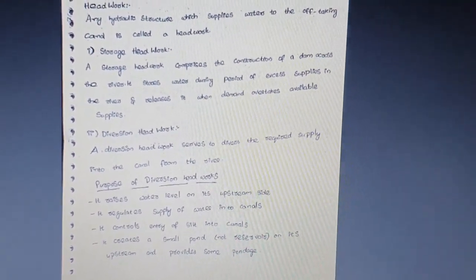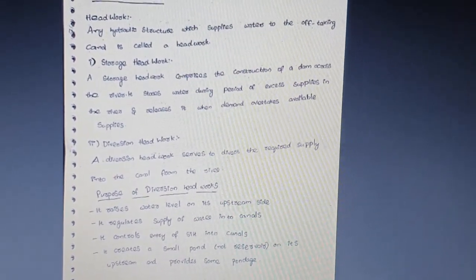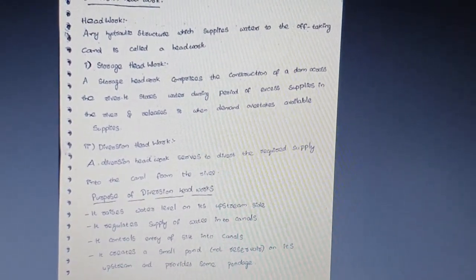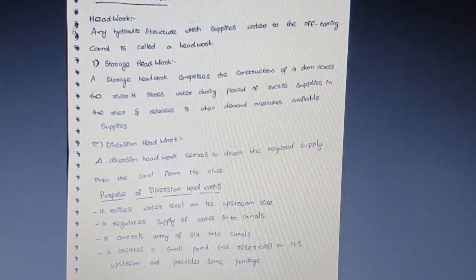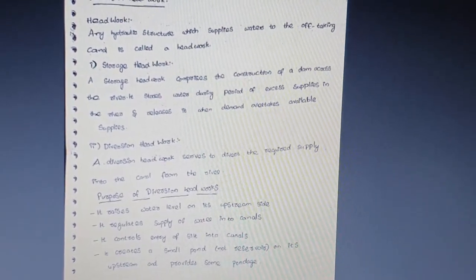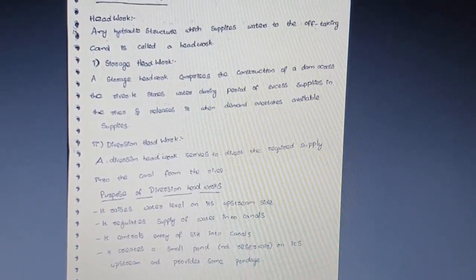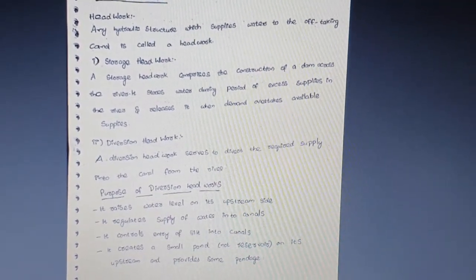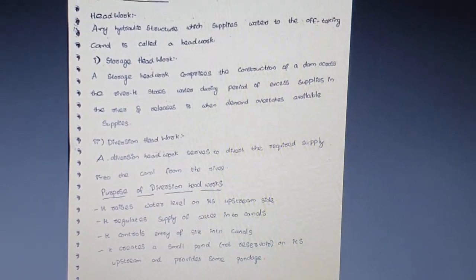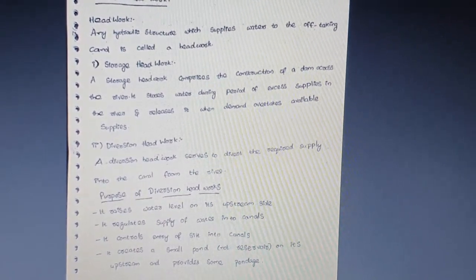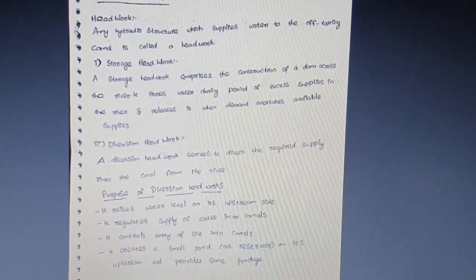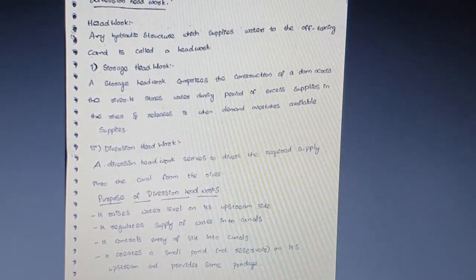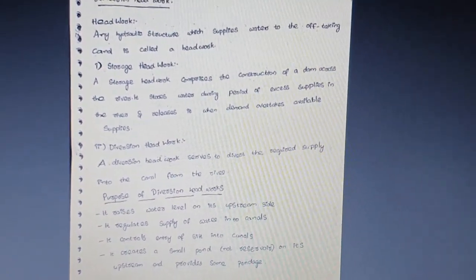And what is the purpose of the diversion headwork? This is also very, very important for your short answers: it raises the water level on its upstream side, regulates the supply of water into the canal, controls the entry of silt particles into the canal, and also creates a small reservoir at the upstream end of the canal and provides some pondage. This is about your headwork question.